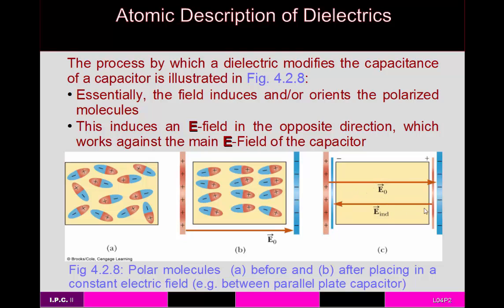Well, if delta V is given by E delta X, and if we use the superposition principle, you can see that by adding these two together, you get a much smaller electric field, and therefore you would get a smaller voltage between the two plates for the same amount of charge. Hence, you now have a higher capacitance.